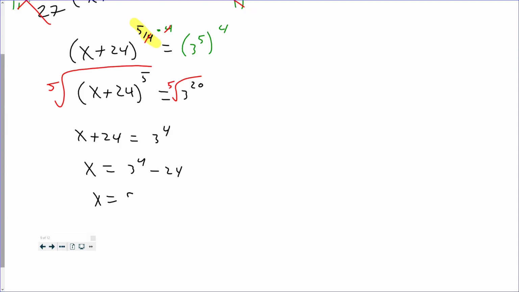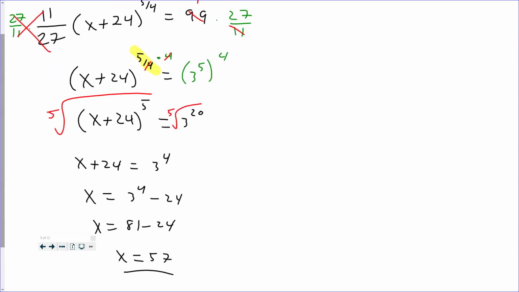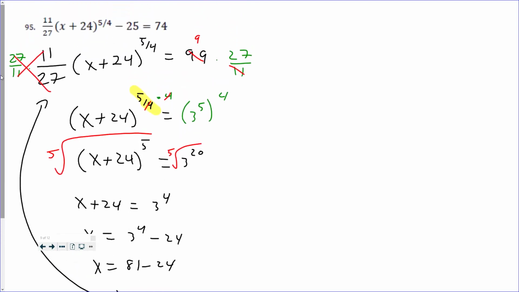3 to the fourth is 81. So x equals 57, right? Everyone with me? So x equals 57, but we still need to double check that it actually works. So I'm going to take this 57 and plug it back into the original problem that we had, because you need to check them.